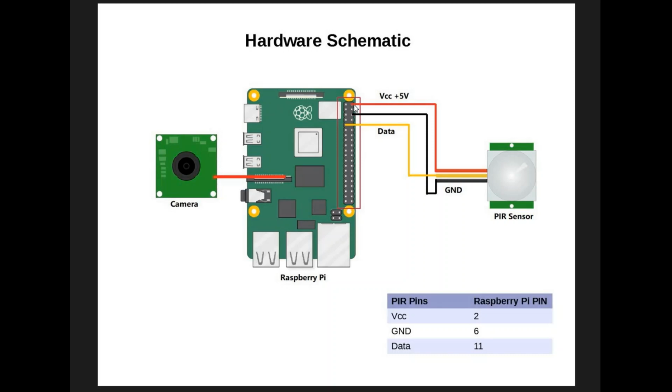Pin number 2, which supplies +5 volts on the Raspberry Pi, is connected to the power pin of the PIR sensor. The ground pin of the PIR sensor is connected to pin number 6 of the Raspberry Pi. And the data pin of the PIR sensor is connected to Raspberry Pi pin number 11, which is GPIO 17.